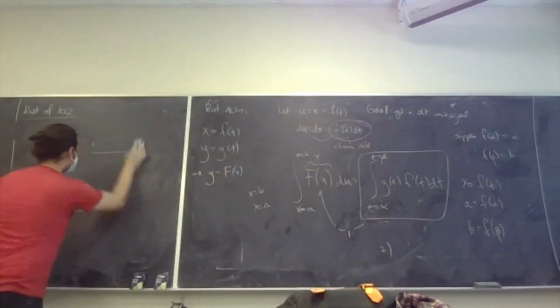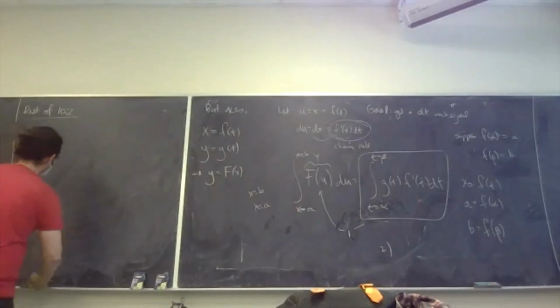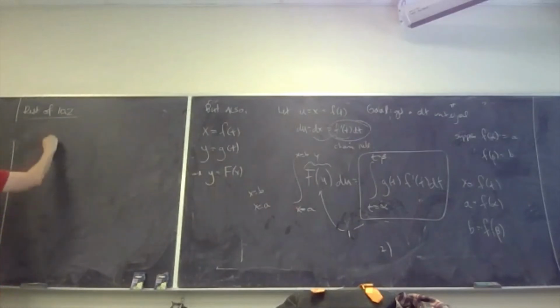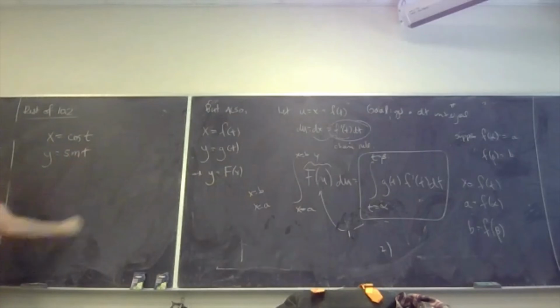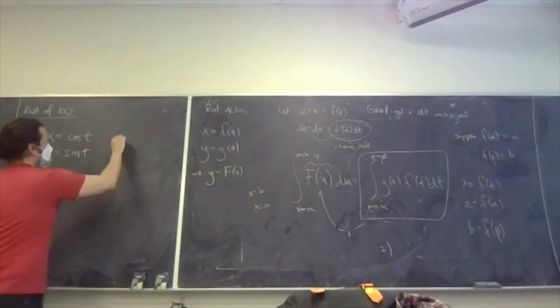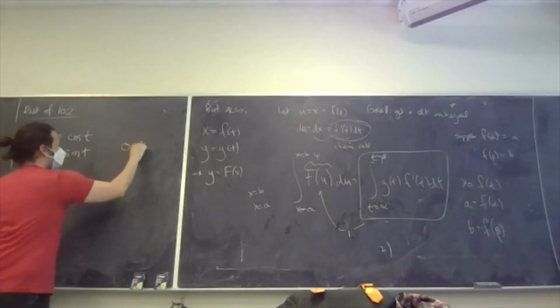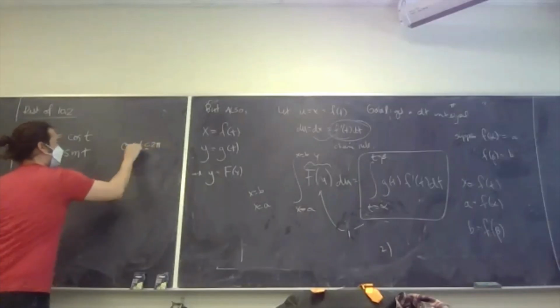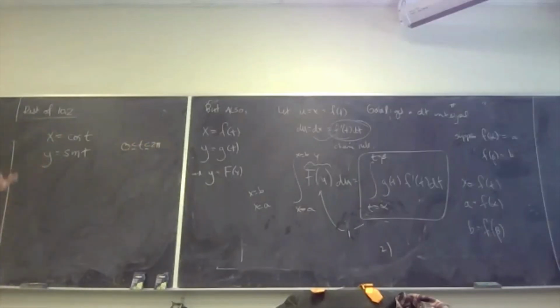So we should compute one. Let's just see, what sort of things might we test? How about x is equal to the cosine of t and y is equal to the sine of t? Let's just suppose that t runs from, I don't know, 0 to 2 pi. I already know what that area should be. It's a circle of radius 1, the unit circle. What is the area enclosed in the circle of radius 1? There's pi. I'm hoping that when I do this, pi comes out.